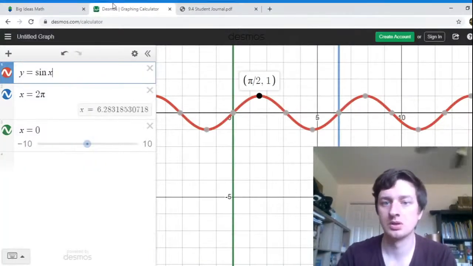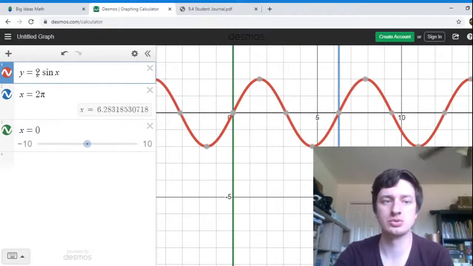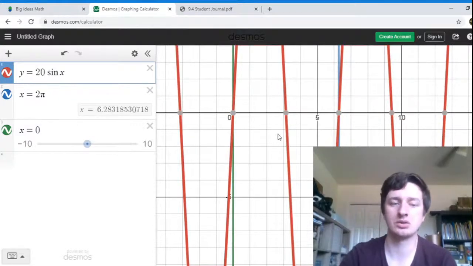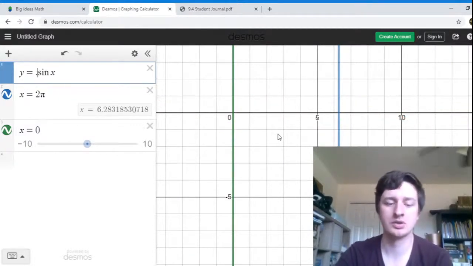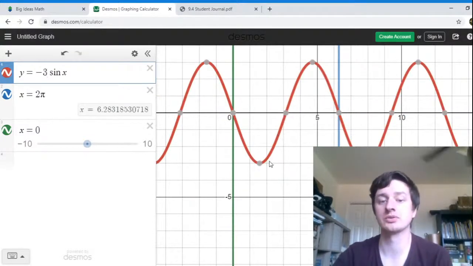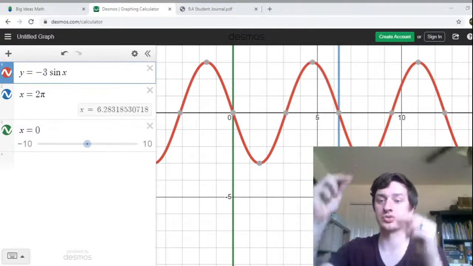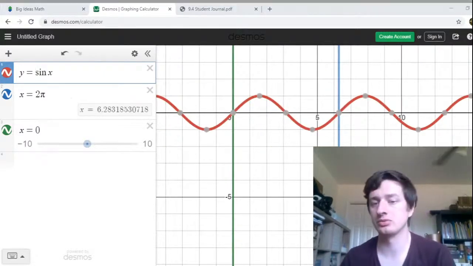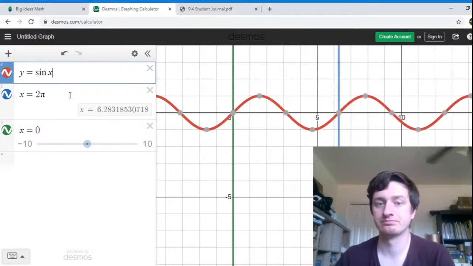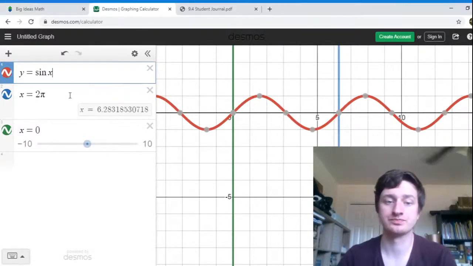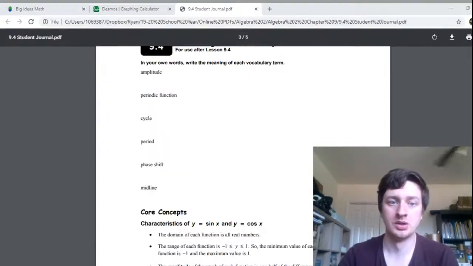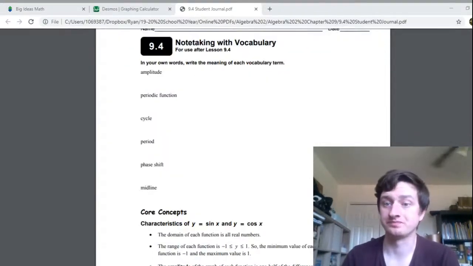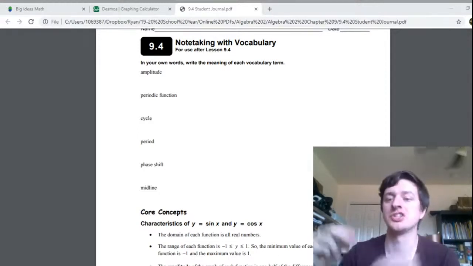In Desmos, we can change this and make it 2, and it's twice as tall now. Or we can make this 20, and it gets really tall. Or we can make it smaller, 0.5, or -3, and it flips over. Now it's going down. So changing this number in front changes the amplitude. It stretches those sine waves up and down. Normally the amplitude is 1. Amplitude is the height, or the multiplier that changes the height of the graph.